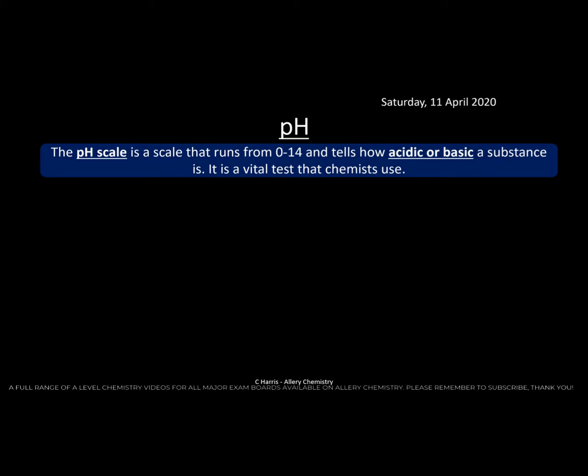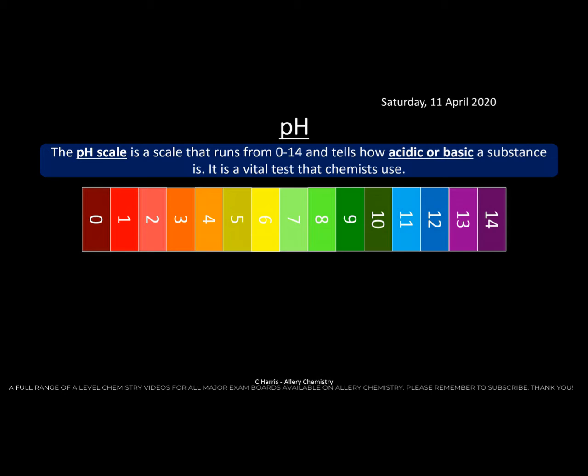Okay, so pH. Now, you definitely would have seen this at GCSE. The pH scale, just as a reminder, runs from 0 to 14, and it tells chemists how acidic or basic something is. And that's quite important because we need to be able to identify what type of substance we're dealing with, because that can then lead us to handle it in the particular way.